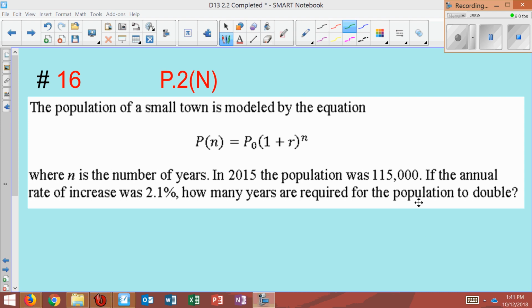So we want to know, when does this population double? Meaning, when will this population be twice the initial? Well, if this is my initial, then we want to get to when it is 230,000 people. And so I can put 230,000 people over here. It equals 115,000 people, and we know the rate is 2.1%. What we don't know is how many years. That's what we're trying to solve for.